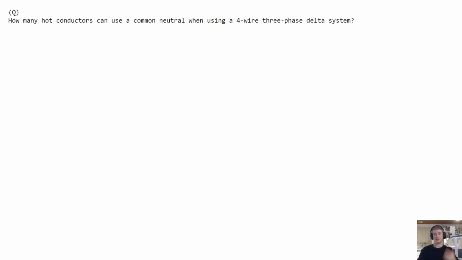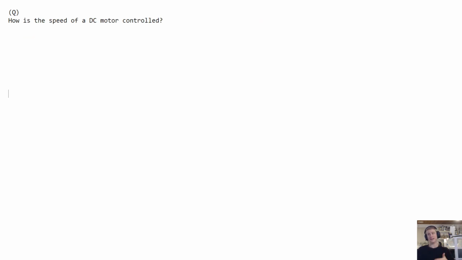Next, how many hot conductors can use a common neutral when using a 4-wire 3-phase delta system? And this would be 2. Next, how is the speed of a DC motor controlled? This is done by keeping the armature held constant while varying the field current.